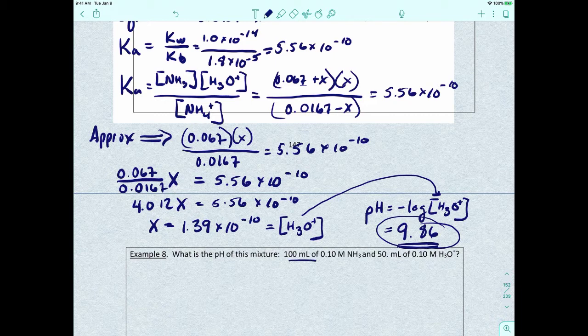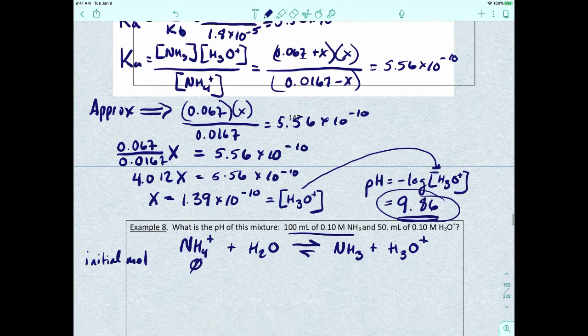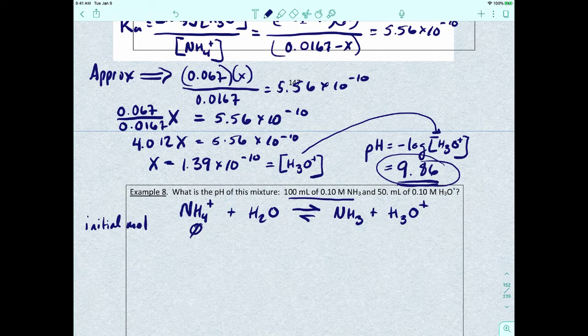What if we start with the base again, 100 mL of 0.1 molar NH3, and now we have 50 mL of 0.1 molar H3O+? If that's the case, we're going to start with the same equation as before. NH4+ plus water is in equilibrium with NH3 and H3O+. For the initial moles, you've got no ammonium ion. For NH3, that's still going to be 0.01 moles. And for H3O+, 0.05 times 0.1 is going to give you 0.005 moles.